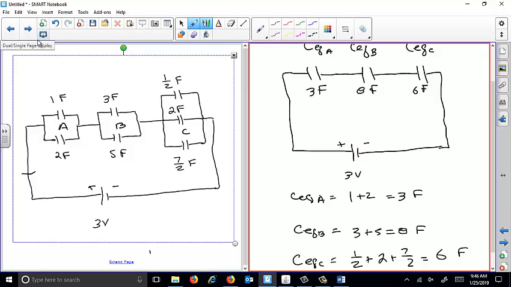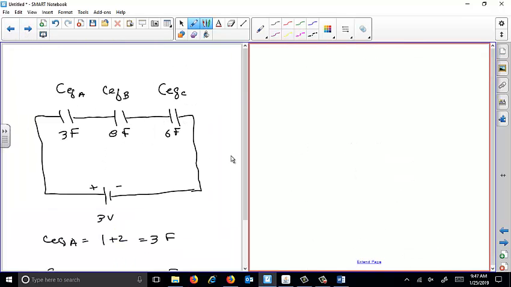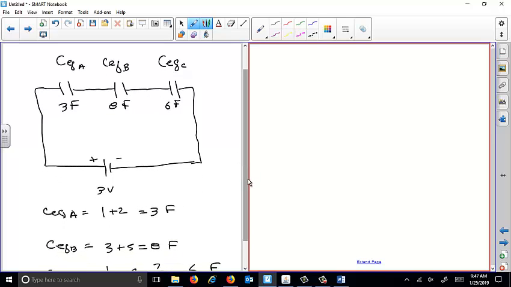Okay, so now the next thing we do is, and I'll let you calculate this, the math's a little harder. That math was easy. So then you would replace the 3 equivalent series capacitors with a single capacitor.